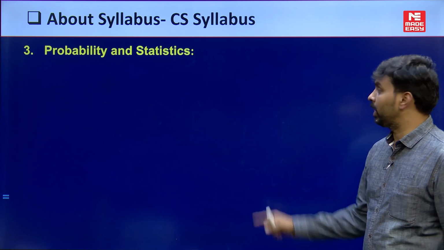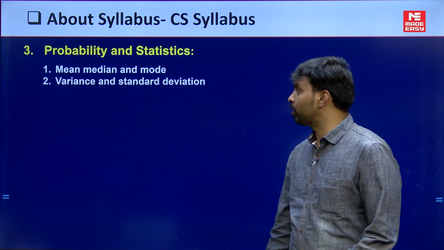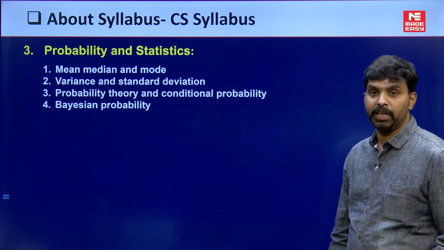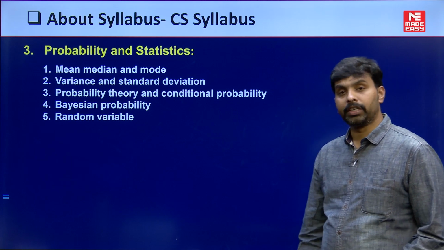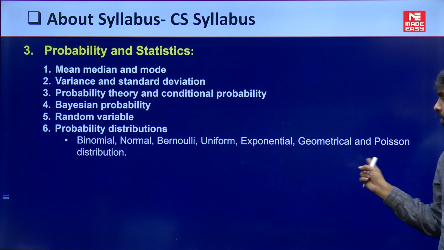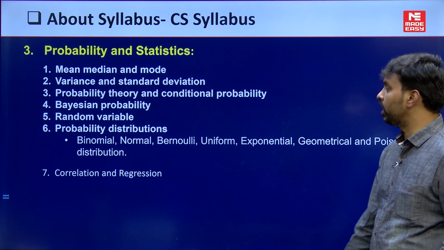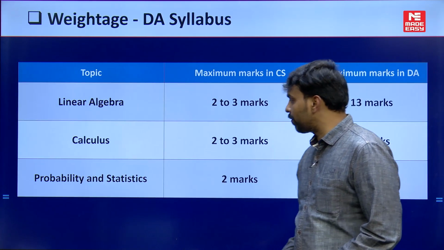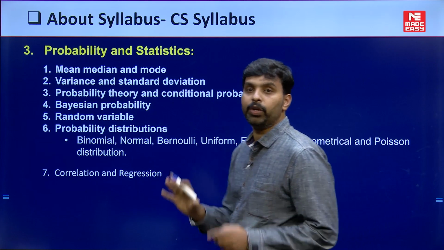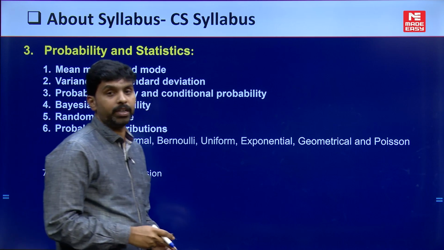Now, the last topic is probability and statistics. There are mean, mode, median, obviously variance, standard deviation, probability theory, conditional probability, Bayes theorem, random variables, and probability distributions, and you can see the types of probability distributions here. The next one is correlation and regression. So these are the 7 topics. Only from these 7 topics will you get questions for CS mathematics.